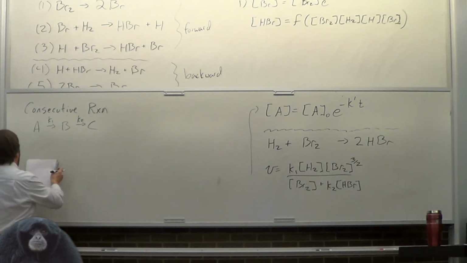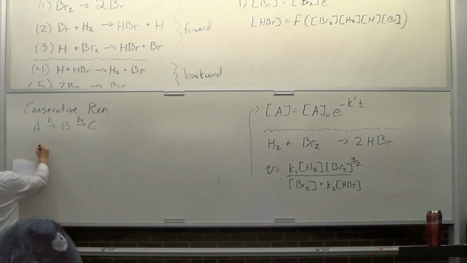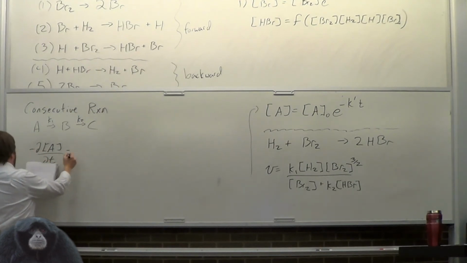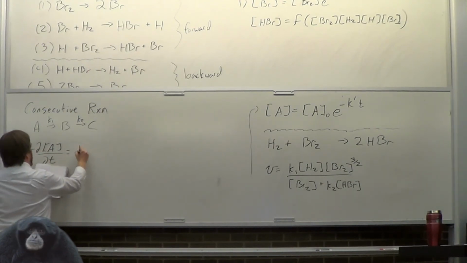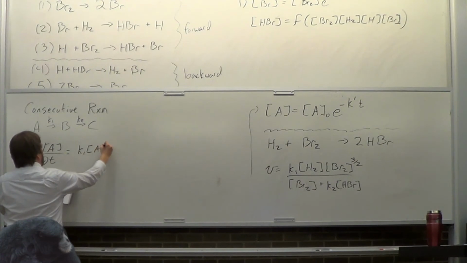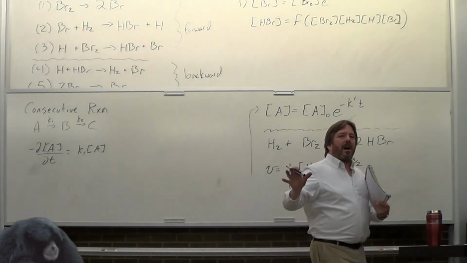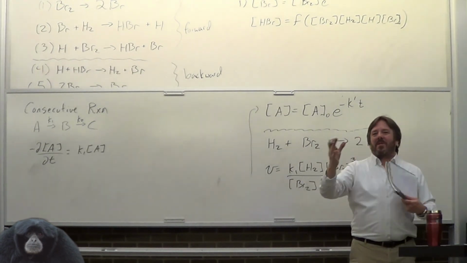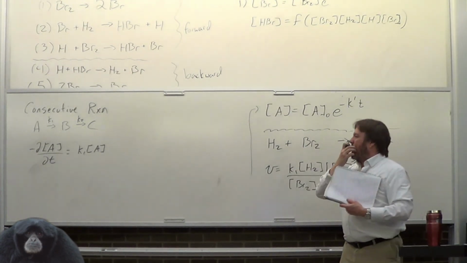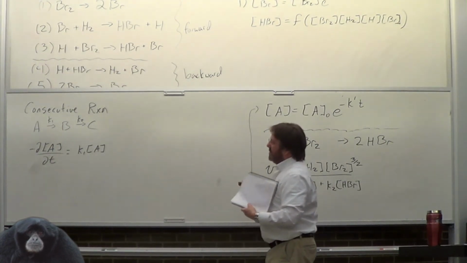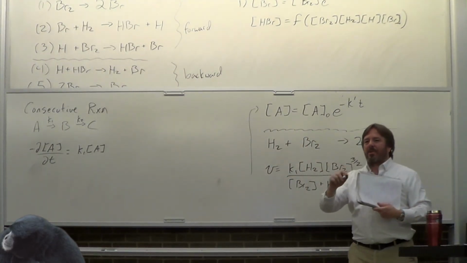Anyway, here's how this works. The time derivative of A, with respect to time, minus sign because it's a reactant, is going to be K1 A. So first order. What you saw at the very beginning, for those of you who were here Wednesday: exponential decay.